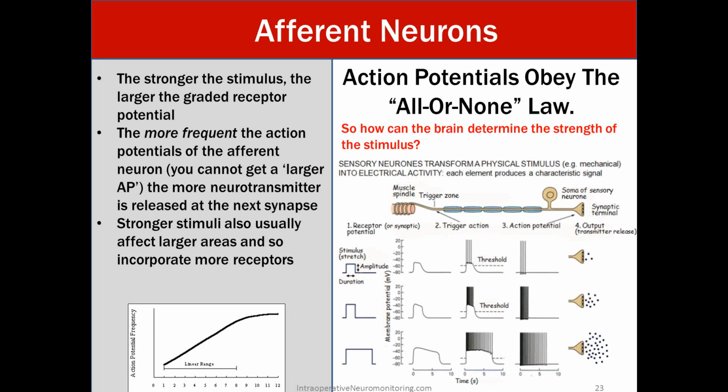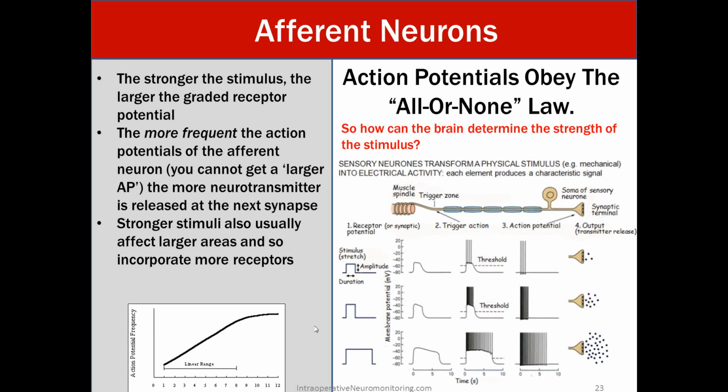So how can the brain determine the strength of a stimulus? The sensory neurons transform a physical stimulus, like a mechanical one, into electrical activity. Each element produces a characteristic signal. Here we have an amplitude and duration of our response, which is a muscle. We're looking at a muscle spindle, so we're looking at a stretch. That's the response that's going to be graded for our central nervous system to process.